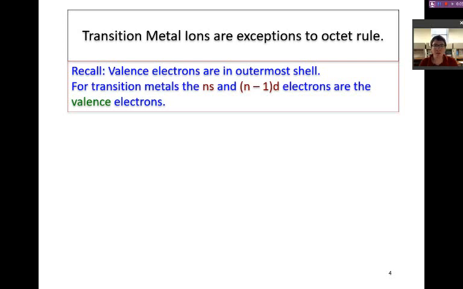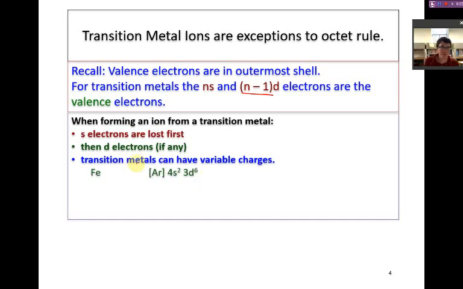Transition metals are exceptions to the octet rule, as we mentioned. We've also talked before about the valence electrons being those in the outermost shell. For transition metals, this includes the electrons in the n-1 d subshell, so long as that d orbital is not filled. So, for example, if we take a look at iron, iron's electron configuration would be a core of argon, then 4s2, 3d6. It then has 8 valence electrons: the 4s electrons, and then the 3d electrons.